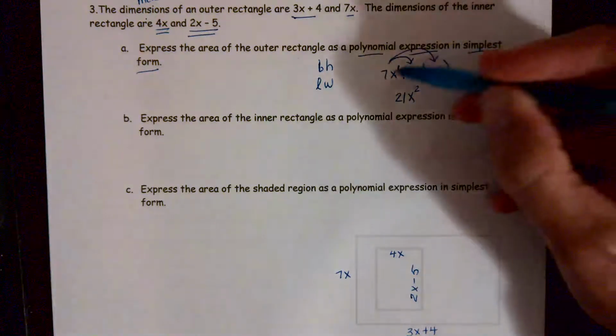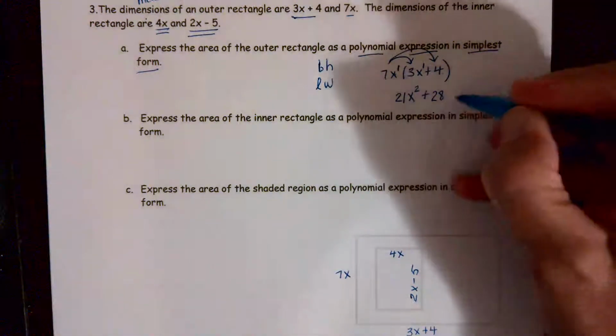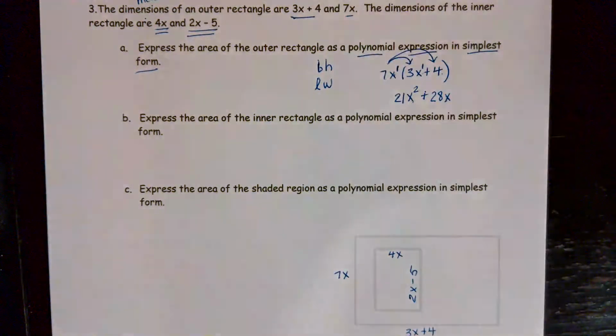7x to the first times 4, well, 7 times a positive 4 is a positive 28, and we have x to the first, or just x. And that is your area of the outer rectangle.